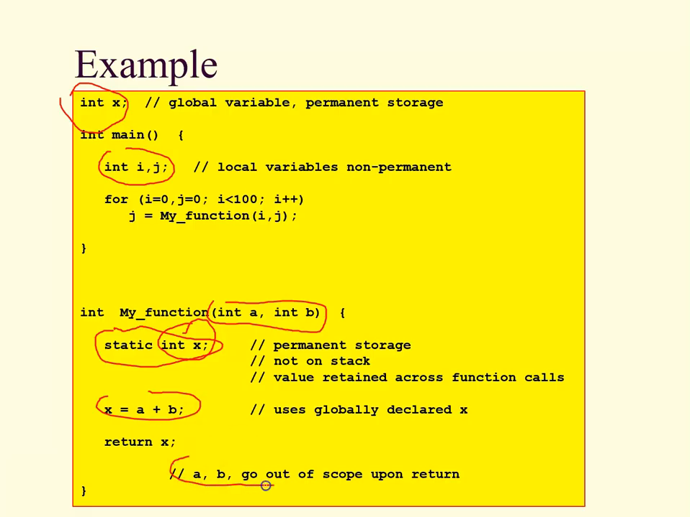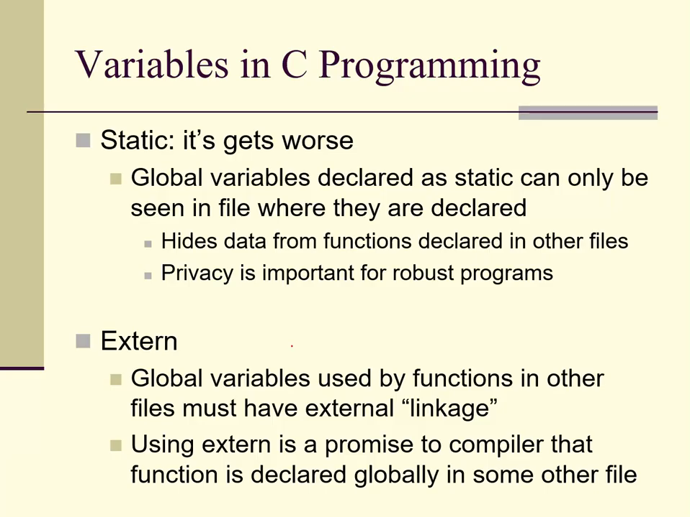Once again, A and B go out of scope once I return from this function. X does not go out of scope. X remains, keeps its value, and it remains there. And next I call this function again, that X has that same value. Yeah, so static, it gets worse. Essentially I can declare global variables as static, which means that those variables can only be seen in that particular file. So they're kind of global to that file only.